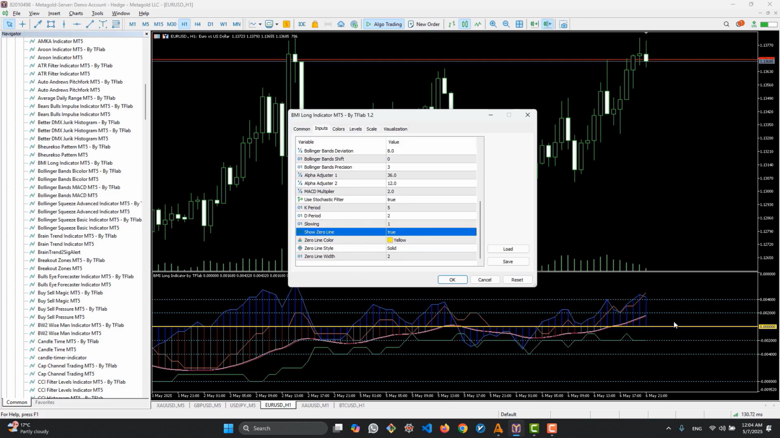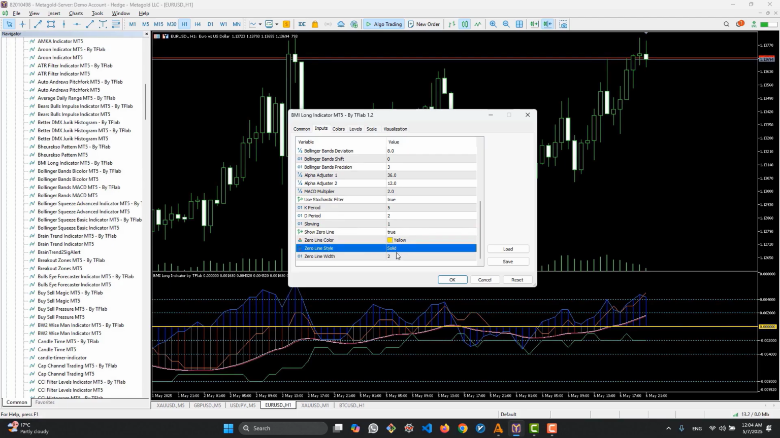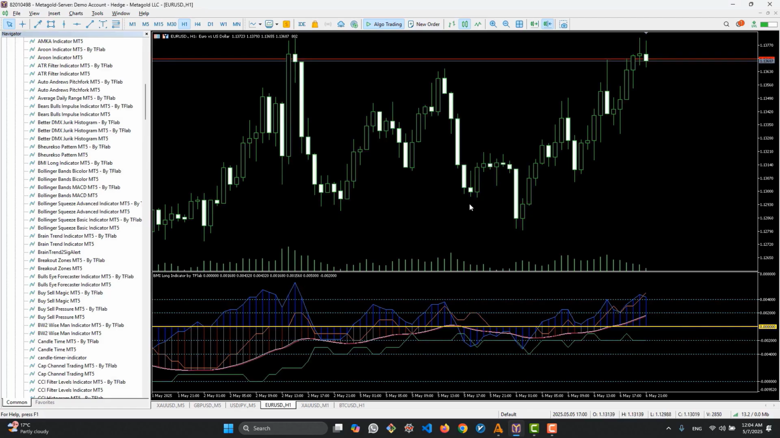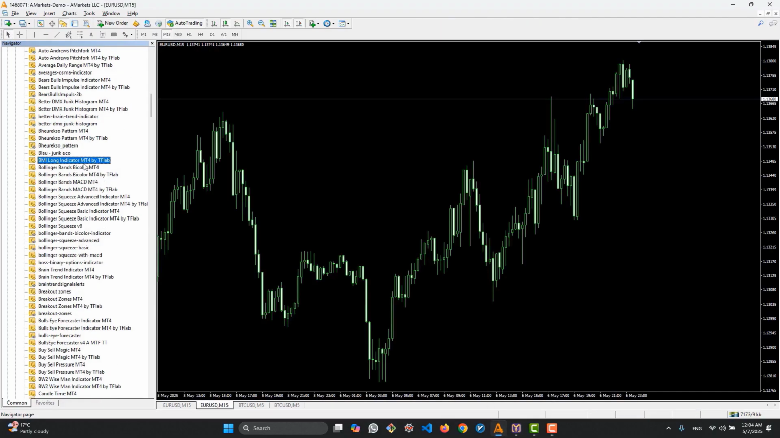The next option is for displaying this line at the zero baseline. If it's set to true, it will do that. We can specify its color, we can set the line style, and we can also set the line width. You can also use the MT4 version of this indicator on the MetaTrader 4 platform.